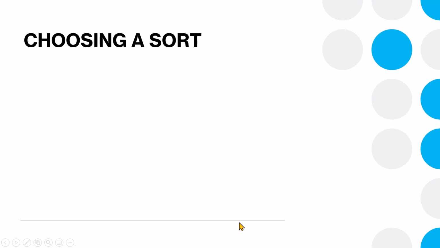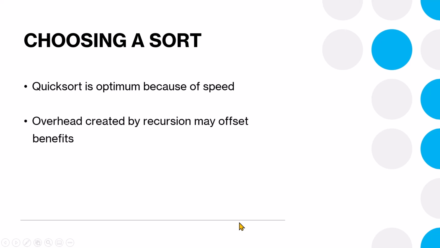Now, choosing a sort. So the quick sort is optimum because of speed, but because of recursion, that could offset the benefits. So you need to do a cost-benefit analysis when you're talking about sorts. Right? So if you have a small amount of data, for example, less than 100 elements, then sometimes you'd be better off just using a bubble sort. Right? So you need to weigh the costs and benefits, like I said, in terms of the speed and the length of the data, etc., in order to determine the type of sort you will use.